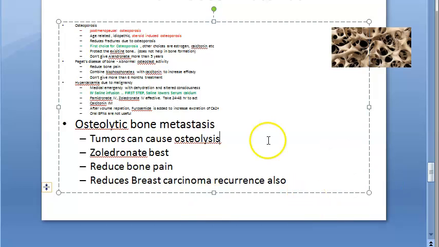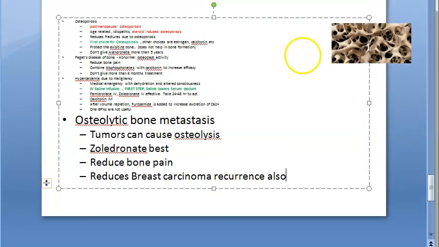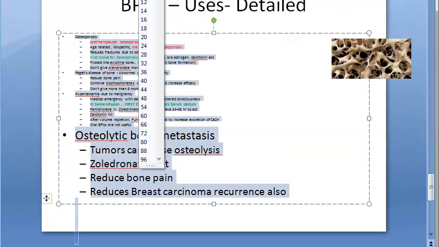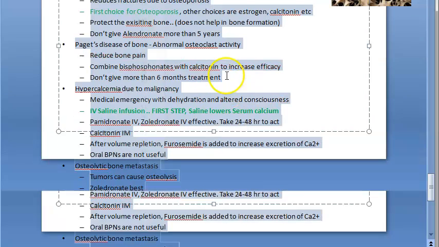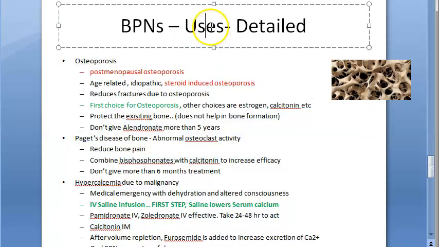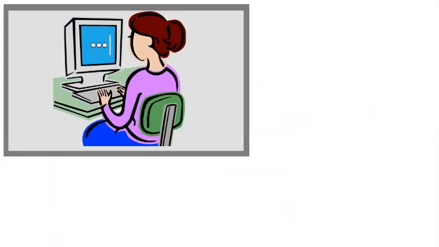So that was about the bone BPN uses. We are done, guys. We have looked at the details of the uses of BPNs. Hope you have liked this much. Now let us move on to the adverse effects of these drugs. At the end you should know the adverse effects, the contraindications and all. Are you ready to look at the side effects of bisphosphonates?